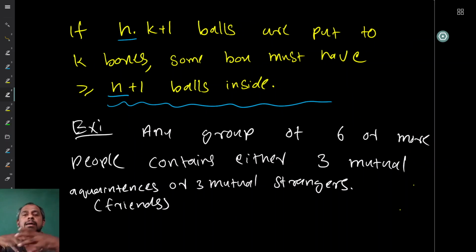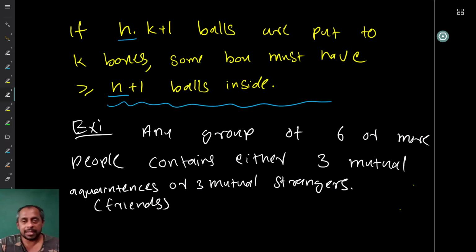Now, the same pigeonhole principle we can write in a slightly more usable form, which I will say as follows. Suppose we have, instead of k plus 1 balls, let's say n into k plus 1. Now these are put into k boxes. So we have n into k plus 1 balls. We are going to put it into k different boxes. Then one of the boxes must have greater than or equal to n plus 1 balls inside.